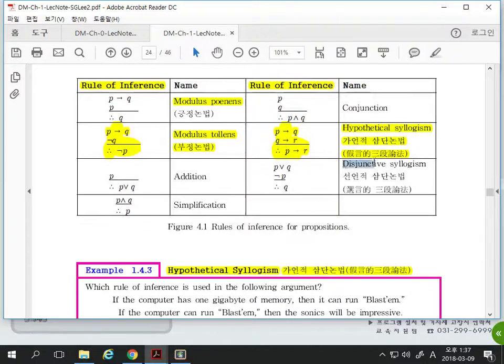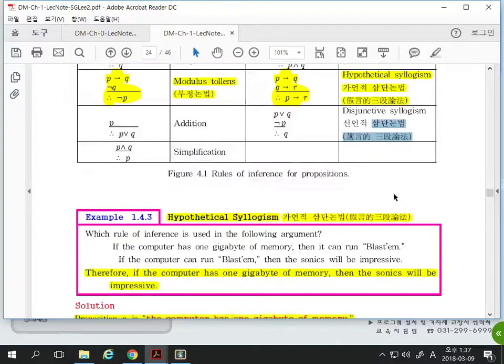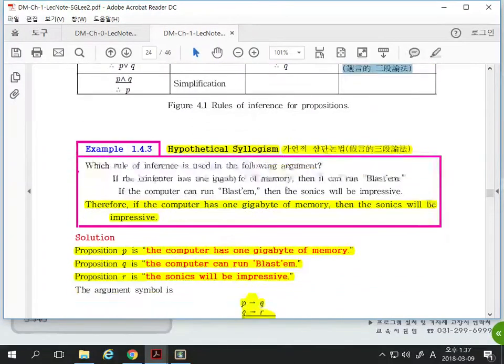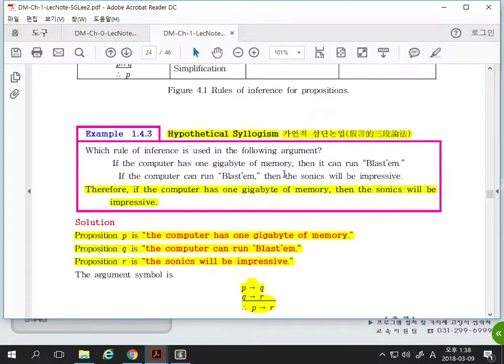Okay. And disjunctive syllogism is P or Q and not P implies Q, and that is called disjunctive 3단 논법. Okay, then how do we use this? Let's see some examples. This is an example of hypothetical syllogism, 3단 논법.